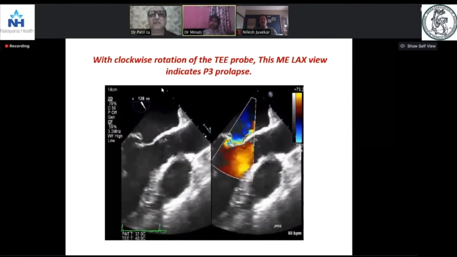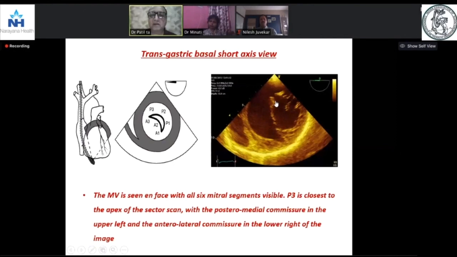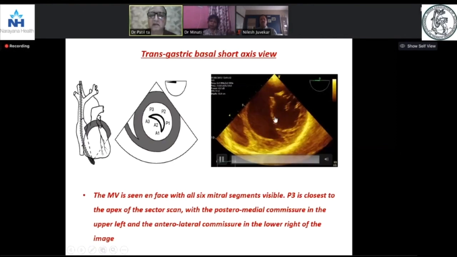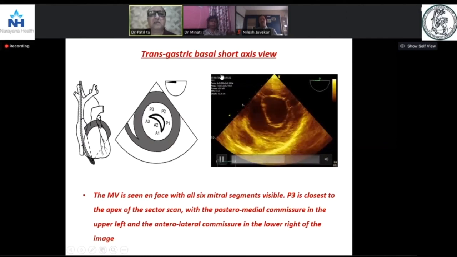Of course, this is a transgastric basal short axis view, like I already said. That is, on the right we have the posteromitral leaflet, and on the left we have the anteromitral leaflet with the anterolateral commissure down below anteriorly, and in the posterior segment we have the A3 and the P3 segments at the posteromedial commissure. This is the transgastric basal short axis view.